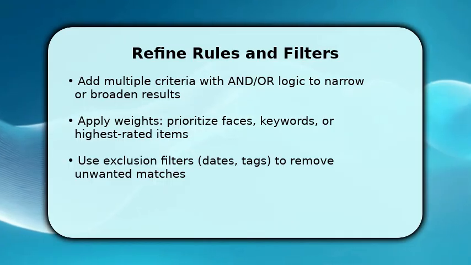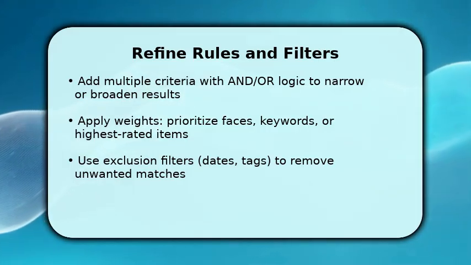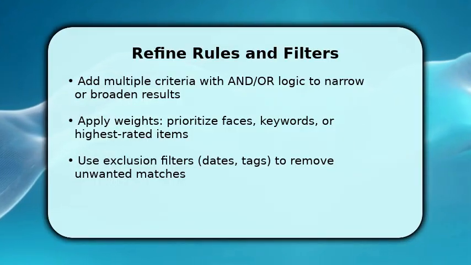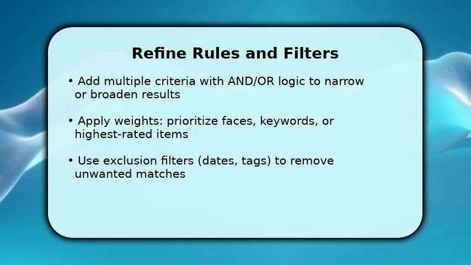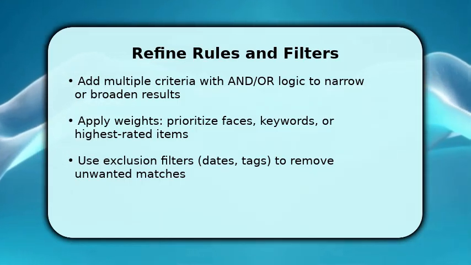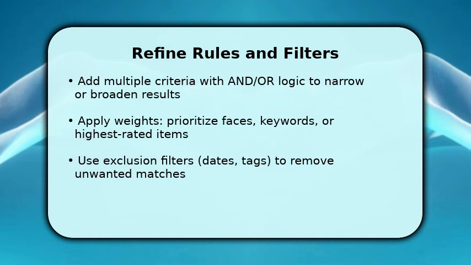Then prioritize by adding weights, say faces first or high ratings, so the smartest items float to the top. Also apply exclusion filters for dates or tags when you want to omit duplicates or irrelevant content. Doing this reduces clutter and ensures the album stays focused on the images you actually care about.